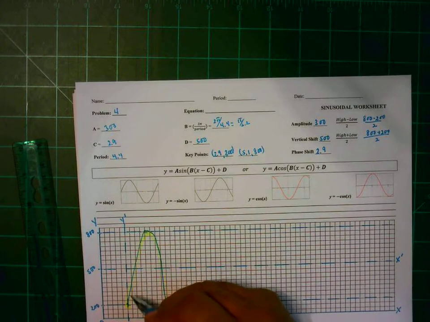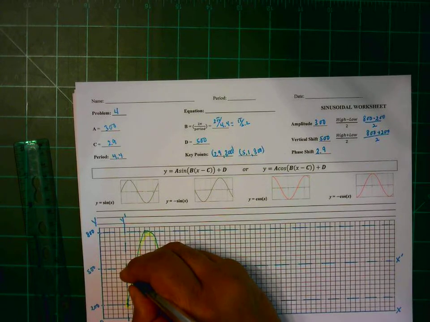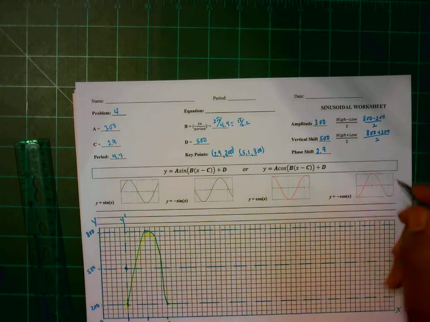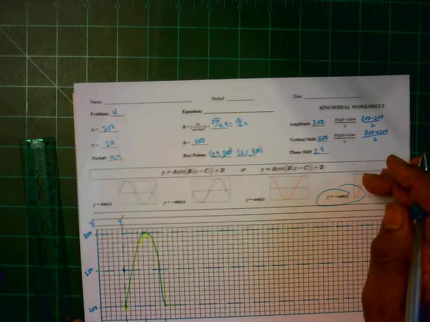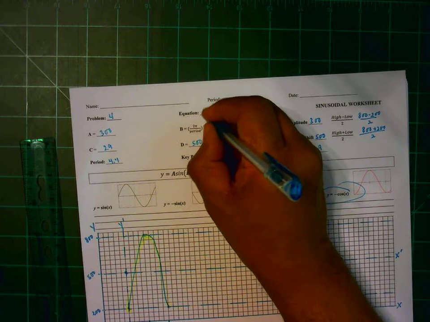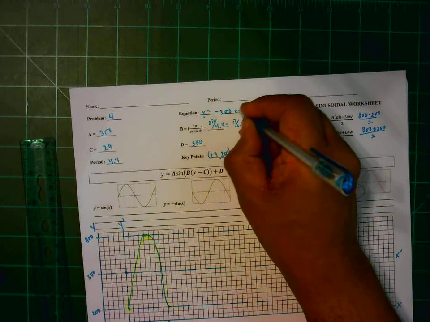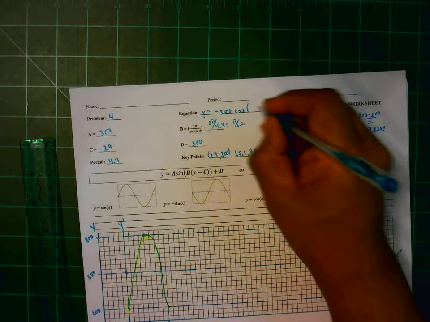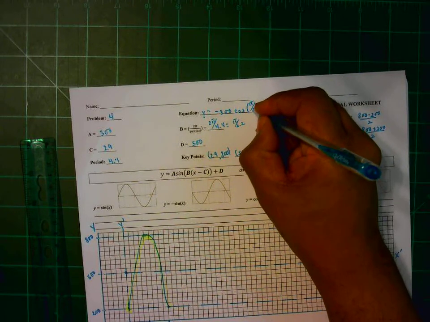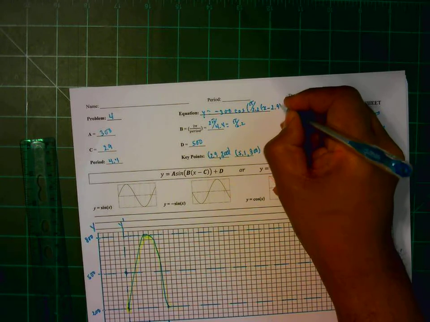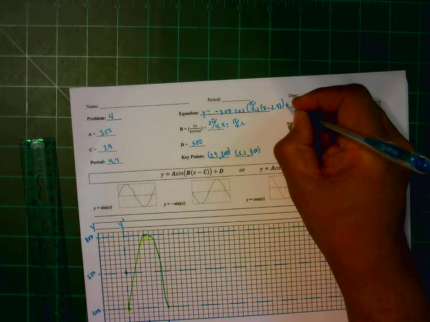Now looking at this graph, it's not a sine function, or it would have started here, so it's cosine. Positive cosine is here, this is negative cosine, so we're using negative cosine. So y equals negative 300 cosine of b, pi over 2.2, times x minus c, 2.9, plus d, 500.